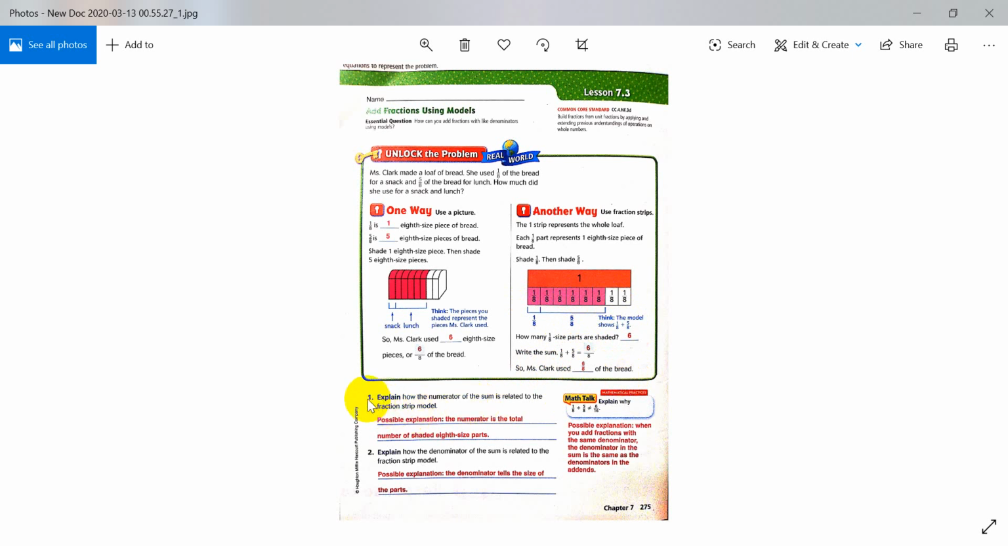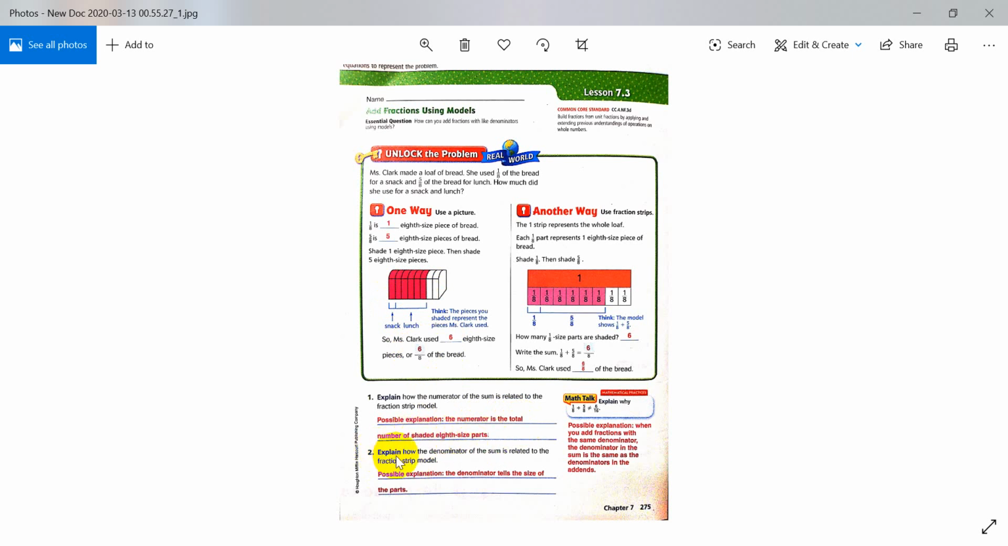Pay attention with me, please. Question number 1. Explain how the numerator of the sum is related to the fraction strip model. The numerator is the total number of shaded 8th size parts. If we look here, 6 is located at the numerator. If you compare this number and the number of shaded parts, we find that shaded 8th size parts is equal to 6. Then the numerator is the total number of shaded 8th size parts.